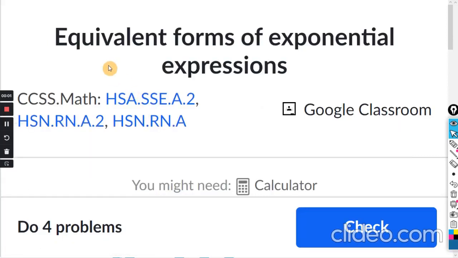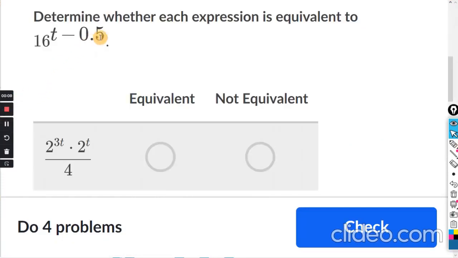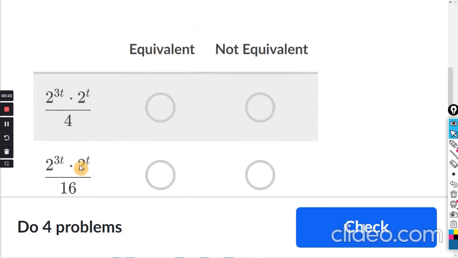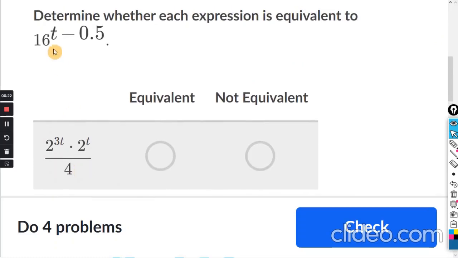This will be for the exercise, equivalent forms of exponential expressions. Determine whether each expression is equivalent to 16 to the power of t minus 0.5. Okay, so we're going to convert each one of these three expressions and see if it matches up with the original. All right, so let's see.